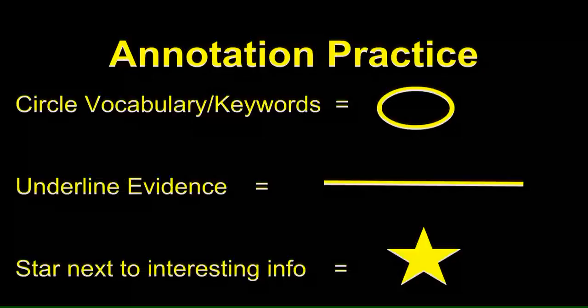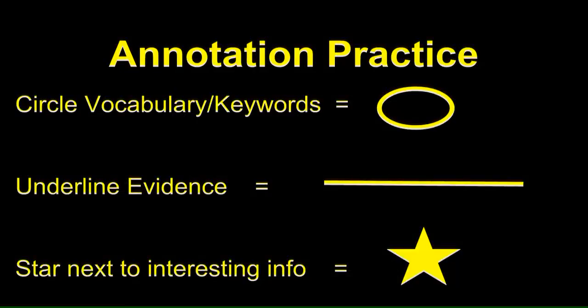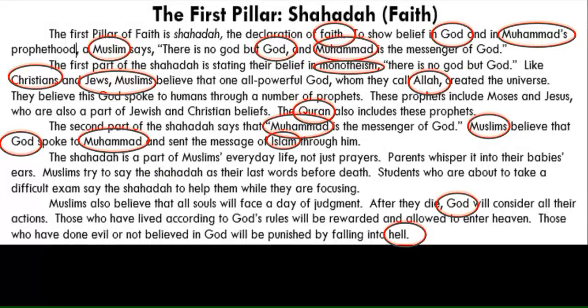So when we annotate, this is what I'm going to be looking for and what your teachers are going to be looking for on your page. You need to circle vocabulary or keywords, underline evidence that you want to use, and put a star next to interesting information. So, I went through the first passage and I circled all the key words in that first passage first. But what I did first was read it, and as I read it, I circled. So please read along and circle the keywords as you read along.